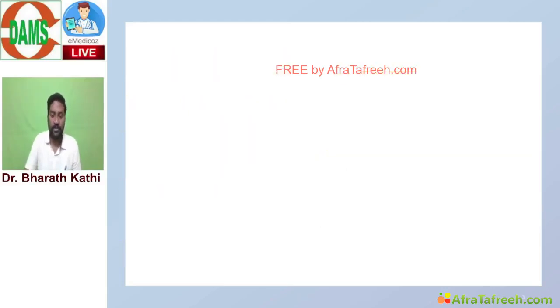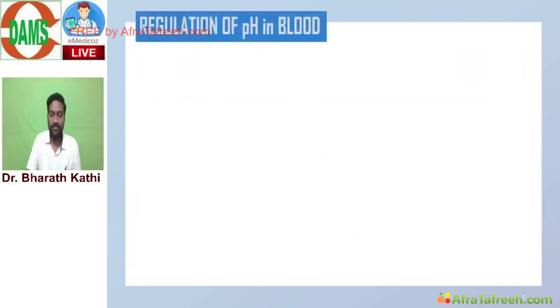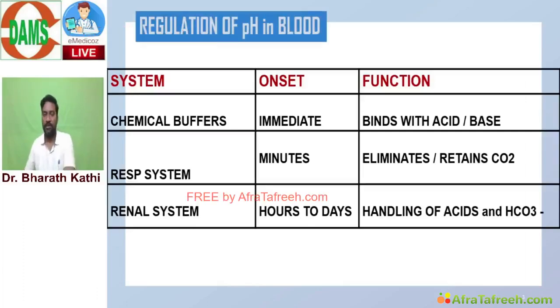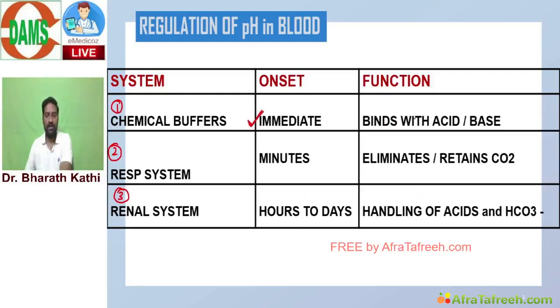We are going to start with the basic buffering mechanisms. For that, how is the pH in your blood regulated? We have chemical buffers. Three types of buffers are seen: chemical buffers, respiratory system buffers, renal system buffers. Chemical buffers, the action is immediate. These are acting immediately and will bind to acid or base. The role of any buffer is to limit the pH change. It makes sure there is no excess change in the pH.